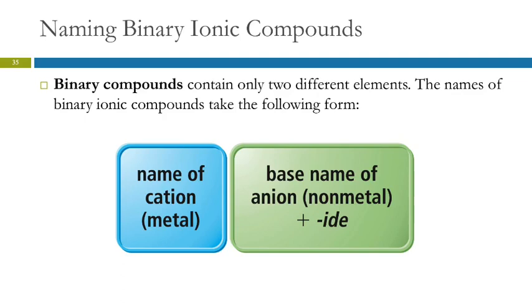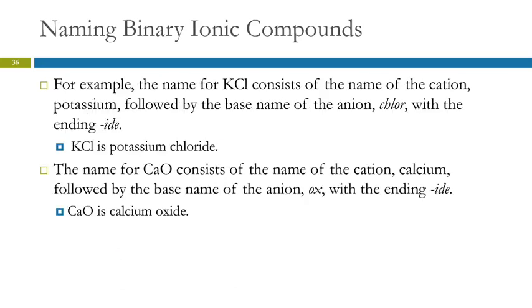So binary ionic compounds are composed of two different elements, a metal and a nonmetal. And so when we name them, we just name the metal first, and there's a little space, and then we name the nonmetal. So if it's just a single atom, then you just change its element name ending to "ide," and there you've got it. So let's look at examples of that.